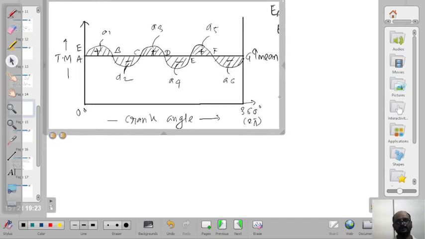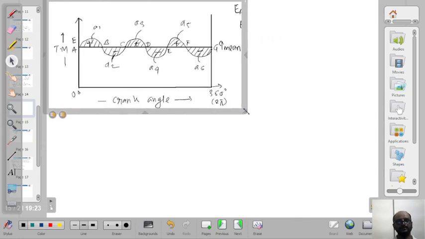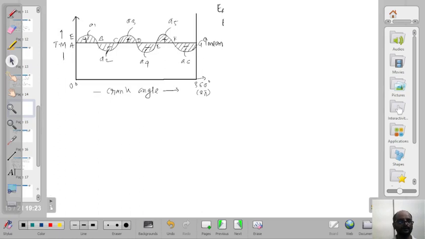I'll take this side. Okay, now it's clear. See, at E, what is the energy at A? Energy at A is E. E means some energy you consider, because it is a zero level, there is a certain energy at this place also, right?